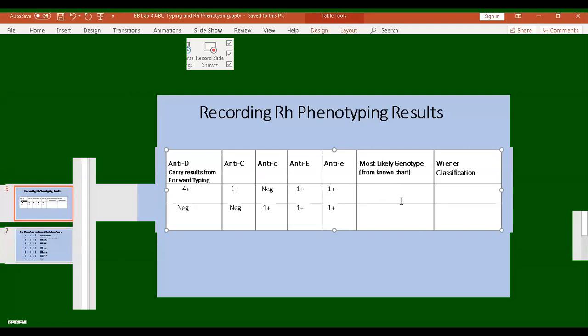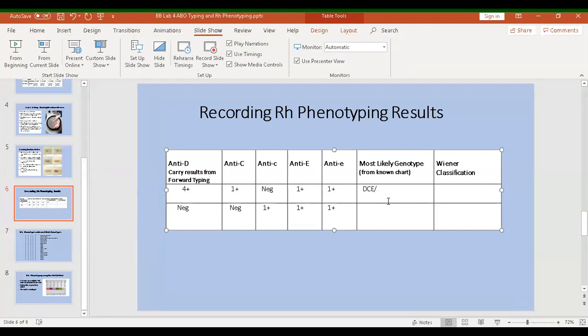here is the first genotype. So it was big D, big C, big E slash. So remember, this first one is inherited from one parent, and then the second one is inherited from the second parent, and that was big D, big C, however, with little e. Okay, so we're going to convert this to Wiener classification. So hopefully you remember these rules from how we practiced these in lecture.